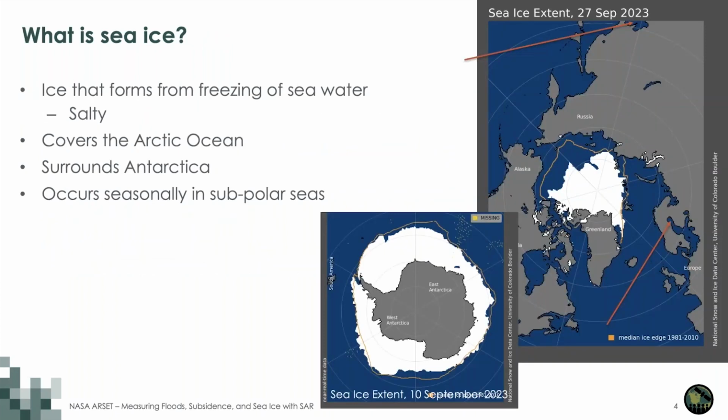So let's start from scratch. What is sea ice? Sea ice is ice that forms from the freezing of ocean water, and that means that this ice is very salty. It's ice that we have year-round in the Arctic Ocean. It surrounds the Antarctic Peninsula, and it also occurs in subpolar seas, such as those areas indicated here with the red arrows, the Baltic Sea and the Sea of Okhotsk.